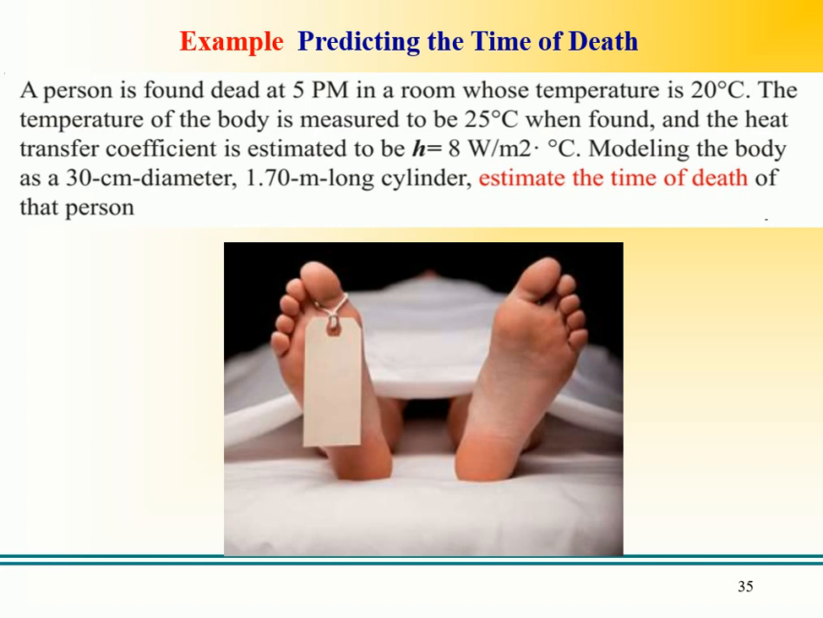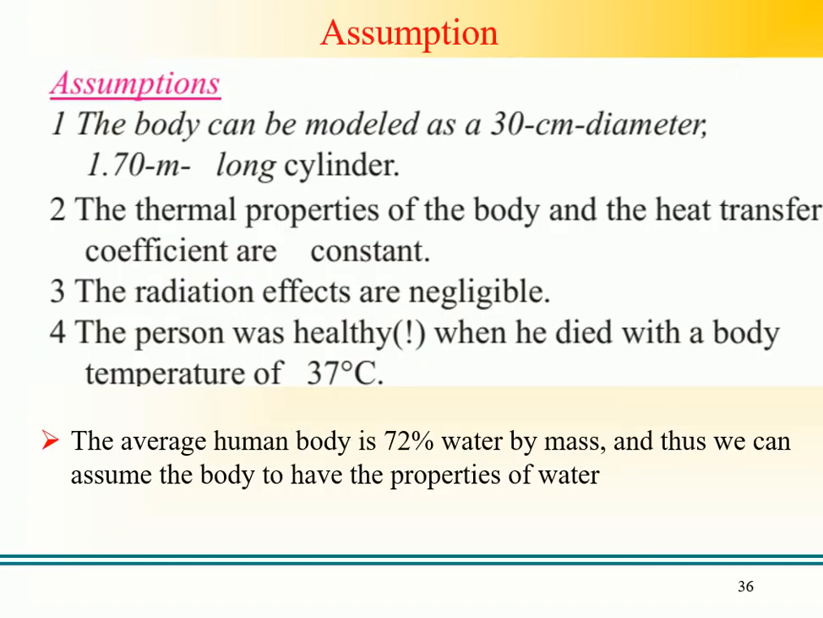When the body is found, its temperature was 25 degrees Celsius, and the heat transfer coefficient is estimated to be 8 watt per meter square per degree Celsius. Modeling the body as a 30 centimeter diameter and 1.7 meter long cylinder. Of course, this is an approximation to make the geometry parameters easy. Estimate the time of death of the person.